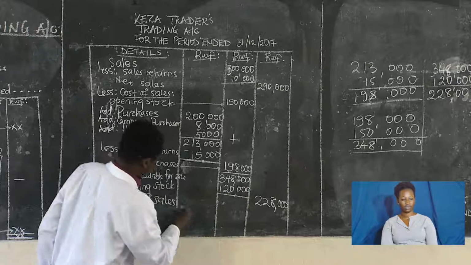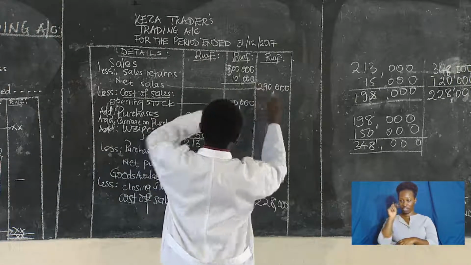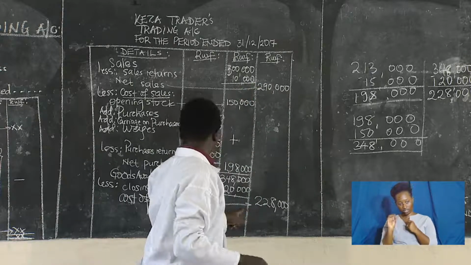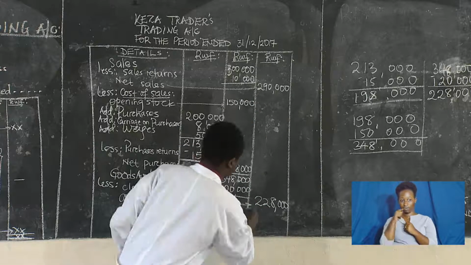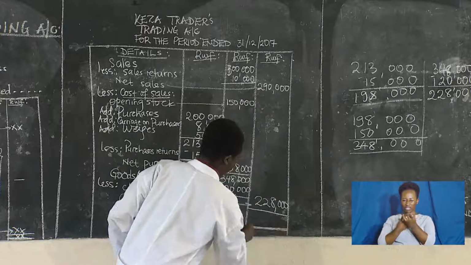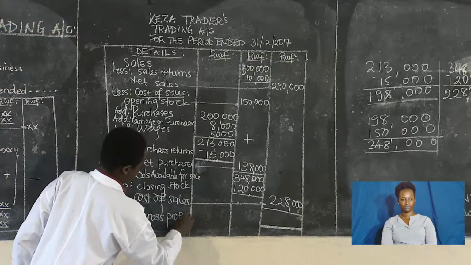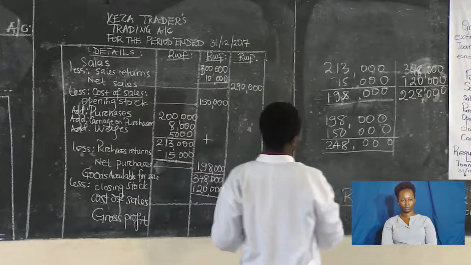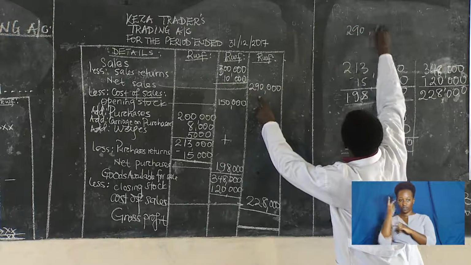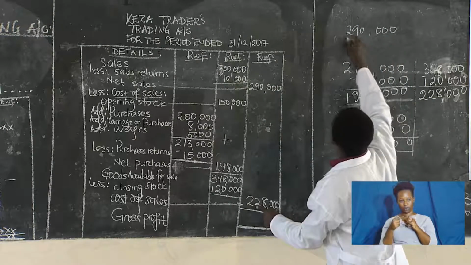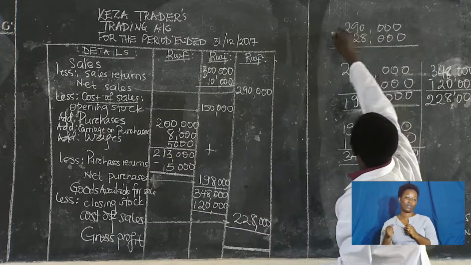So when you check our figures, we have net sales 290,000. We have cost of sales 228,000. So net sales are greater than cost of sales. So we expect to get a gross profit. So get 290,000, then you subtract 228,000. Then you tell us what you get.